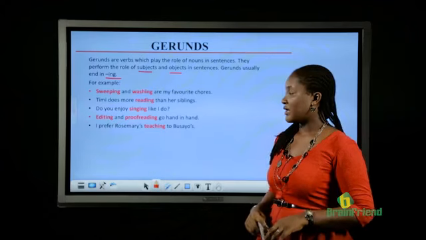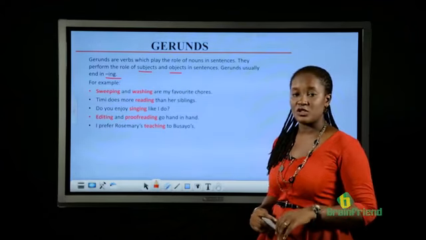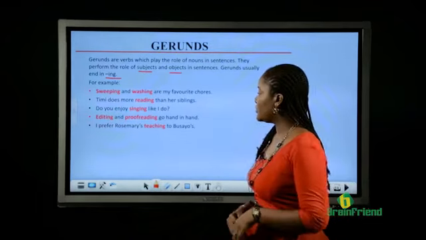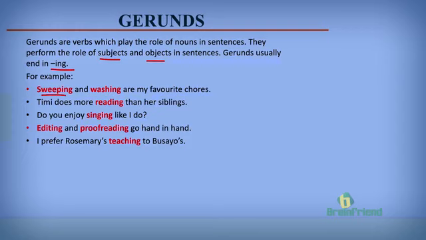ing. Now let's look at the examples on the board of how gerunds play the role of subjects and objects. Sweeping and washing are my favorite chores. So here, both sweeping and washing are the subjects of this sentence. Simi does more reading than her siblings. Here, the gerund reading performs the role of the object.